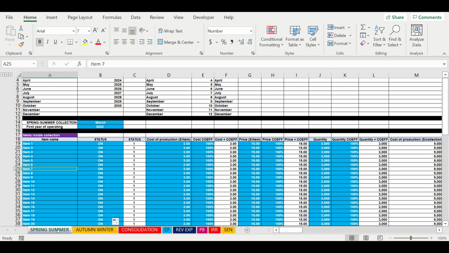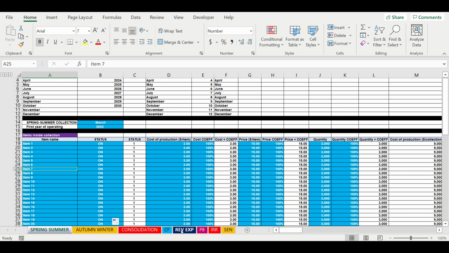So we have two collections, spring summer collection and autumn winter collection. In each of these Microsoft sheets we describe all items that form this or that collection. We describe pricing, direct costs. I will go through all these parameters. Then we consolidate the model, the revenues, direct costs. We add investment plan, payroll, fixed costs. Then we move to the cash flow statement.